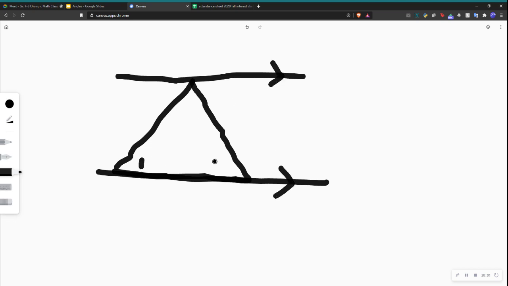So we have 1, 2, 3, 4, and 5. What we're trying to prove is that angle 1 plus angle 2 plus angle 3, that's what they call it in the diagram, is equal to 180 degrees.